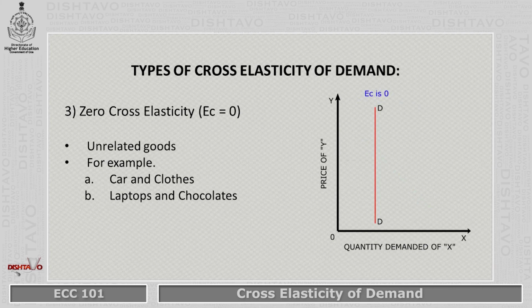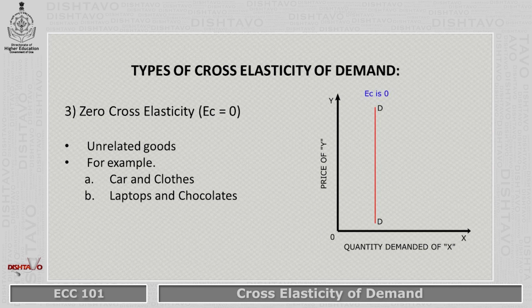Next, zero cross elasticity. When the two goods are not related to each other, the cross price elasticity of demand is 0. So the coefficient of elasticity will also be equal to 0. For example, car and clothes, laptops and chocolates. If the price of laptops increases, there will not be any change in the demand for chocolates because both these goods are not related to each other. Similarly, if the price of cars increases, there may not be any change in the demand for clothes.